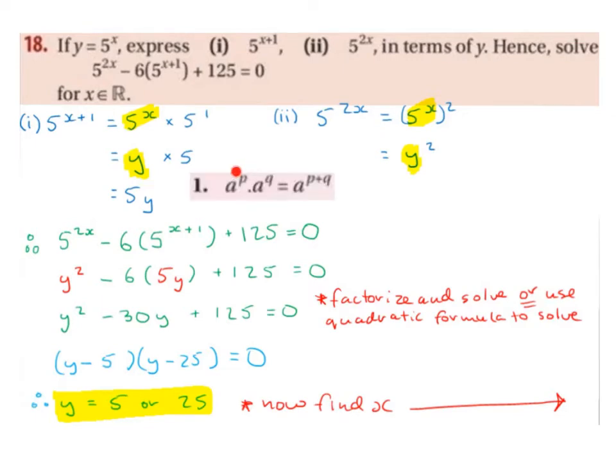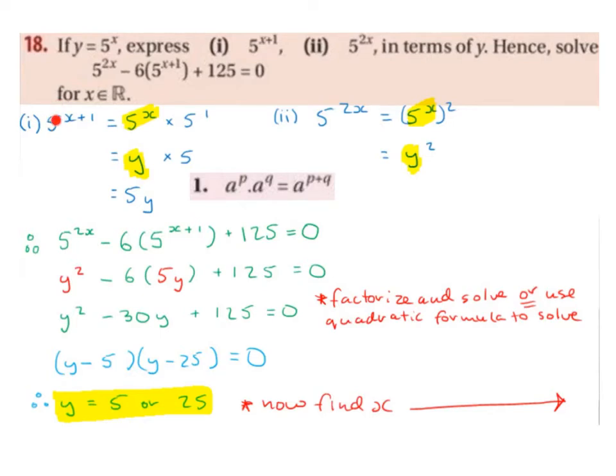And law 1 of indices is a to the power of p multiplied by a to the power of q gives us a to the power of p plus q. So when we're multiplying powers with the same base, we add the powers. But what we're actually doing is using this law in reverse. We're going from a to the power of p plus q to a to the power of p multiplied by a to the power of q.